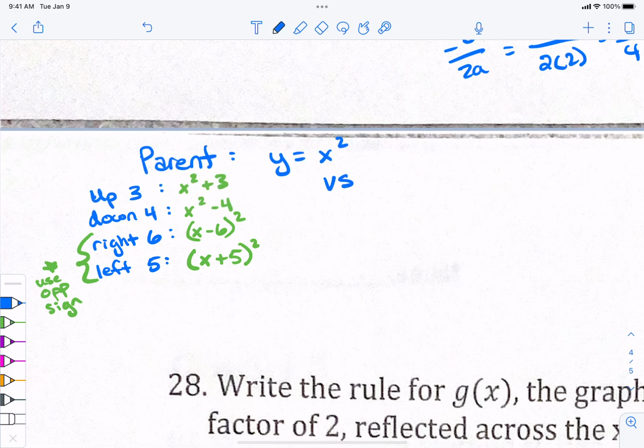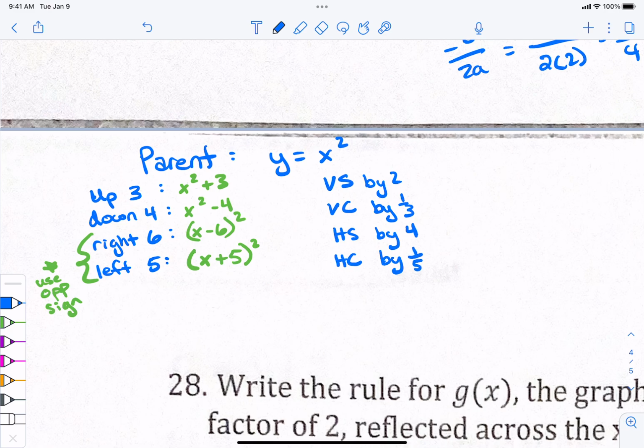All right, let's do a vertical stretch by 2, vertical compression by 1/3, horizontal stretch by 4, horizontal compression by 1/5. I'm trying to use all different numbers so that you can see how this works and you're not confused. Okay, what's a vertical stretch by 2 going to look like? 2 in front, 2x squared.